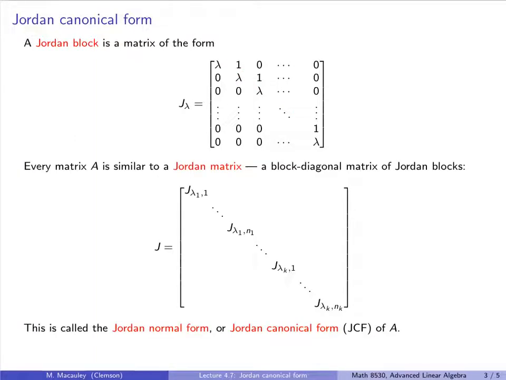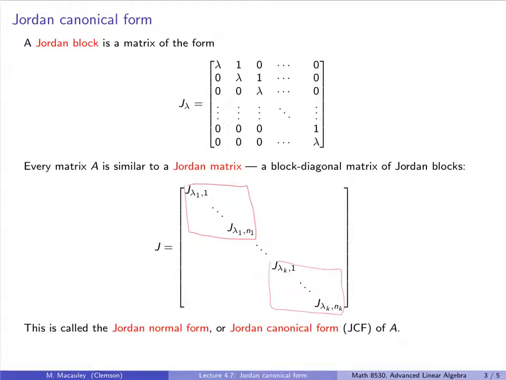By the spectral theorem, every matrix is similar to a Jordan matrix, a block diagonal matrix of Jordan blocks. Now recall that all of these are blocks that refer to lambda 1, and then all of these down here are blocks that refer to lambda k. So think of this as like a block of blocks.